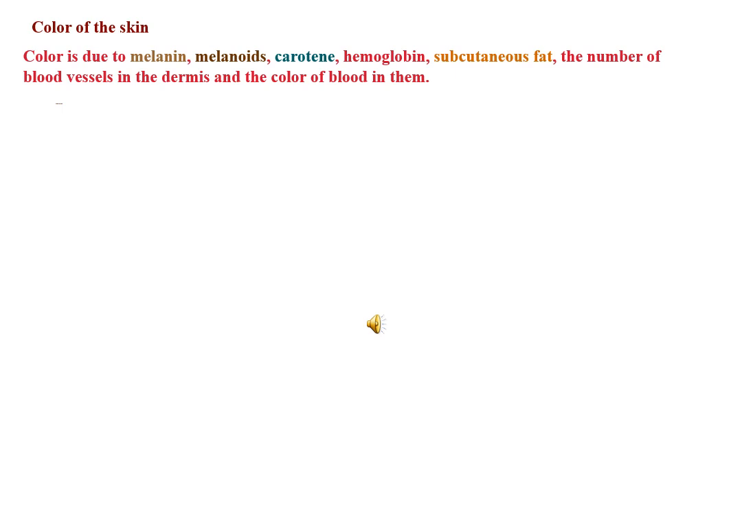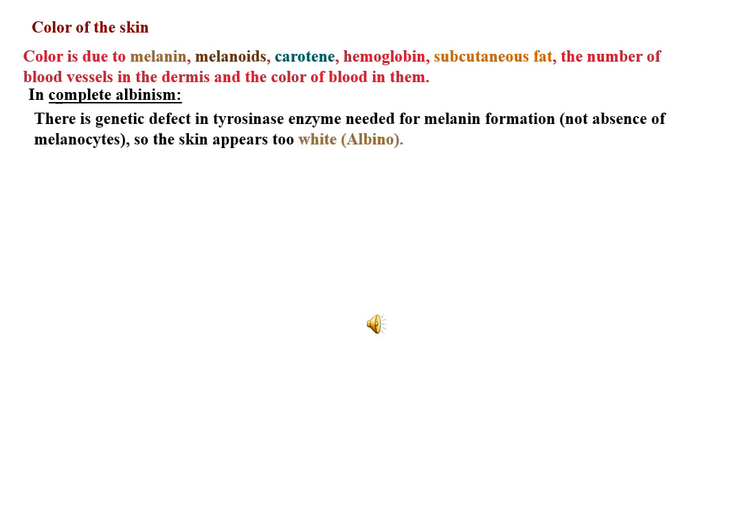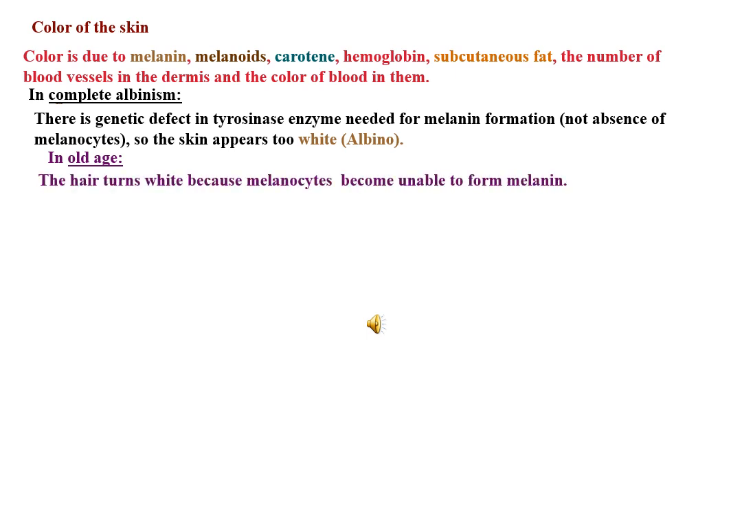In complete albinism, there is a genetic defect in the tyrosinase enzyme needed for melanin formation, not absence of melanocytes, so the skin appears too white, albino. In old age, the hair turns white because melanocytes become unable to form melanin.